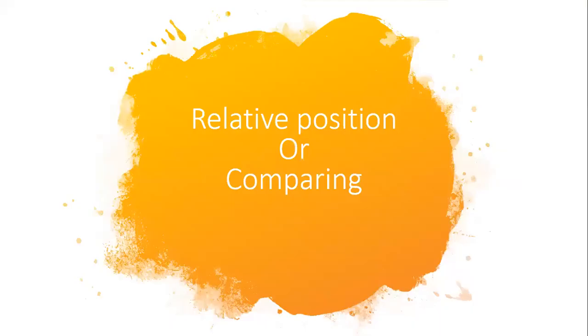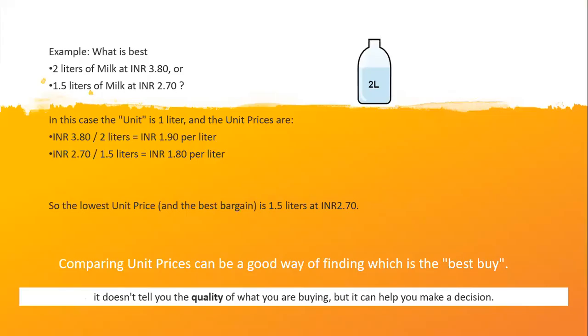Okay. Now there is something called a relative position or comparing. So how do you compare? Again, you compare by looking at things which are defined in the same values. So I cannot compare 2 liters with 50 grams. I can compare 2 liters with 3 liters or 4 liters, right? I cannot compare 20 kg with 6 feet. I can only compare 20 kg with 40 kg, 50 kg, or 6 feet with 8 feet, 10 feet, right?